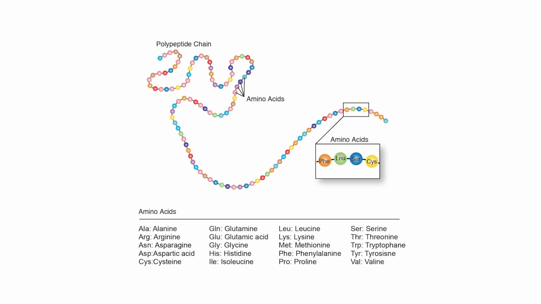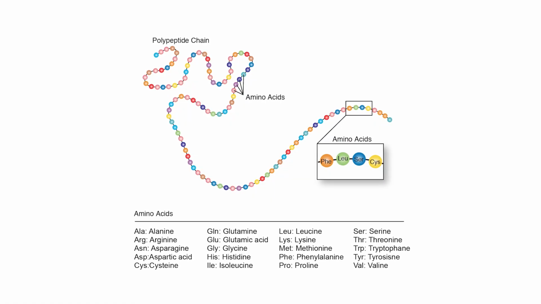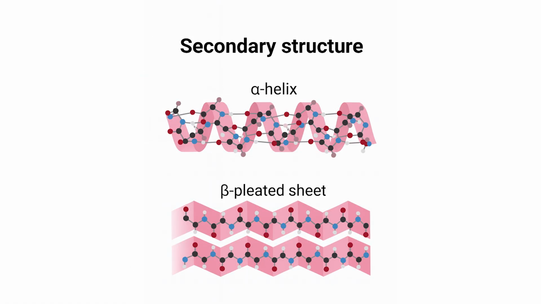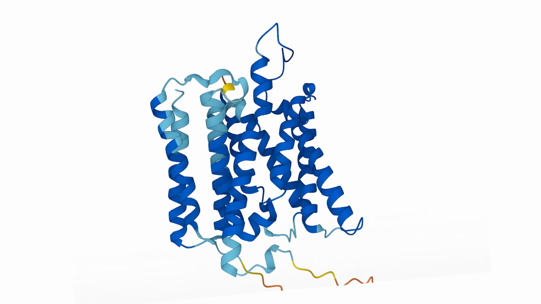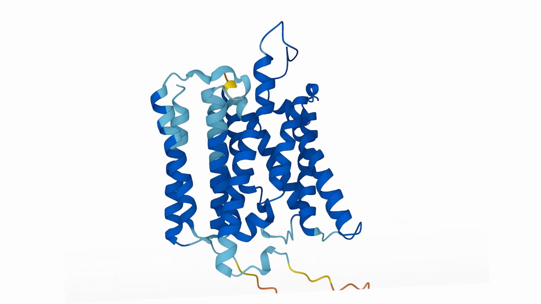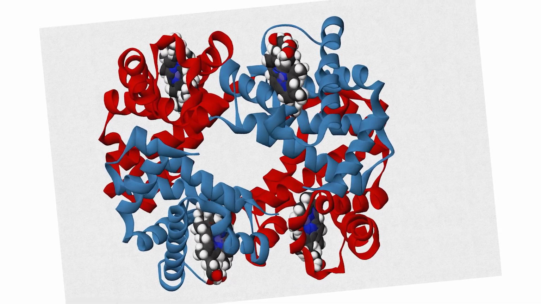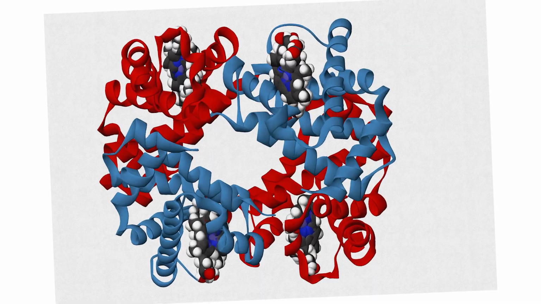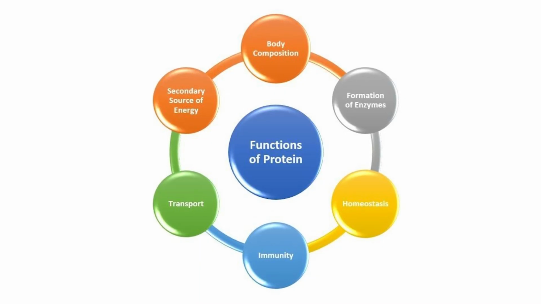Protein structure is organized into 4 levels. Primary structure, that is the sequence of amino acids. Secondary structure, local folding into alpha helix and beta pleated sheets. Tertiary structure, the overall 3D shape of a single polypeptide chain. And quaternary structure, the assembly of multiple polypeptide subunits. This folding, driven by various chemical interactions, determines the protein's unique function.